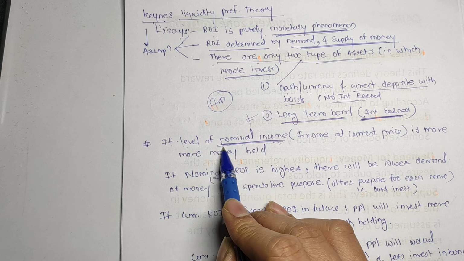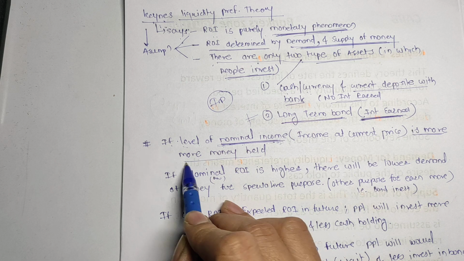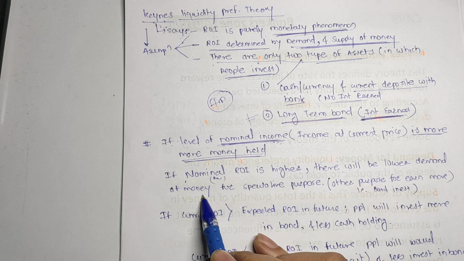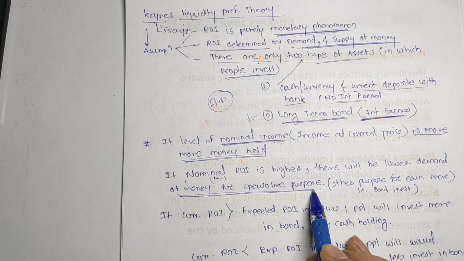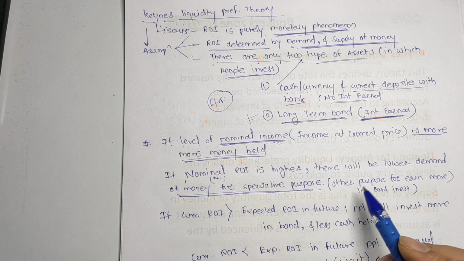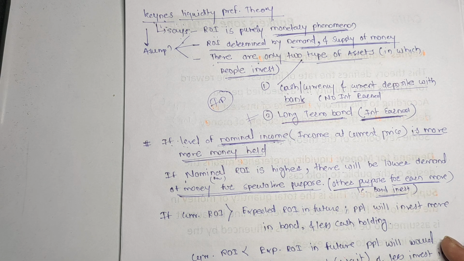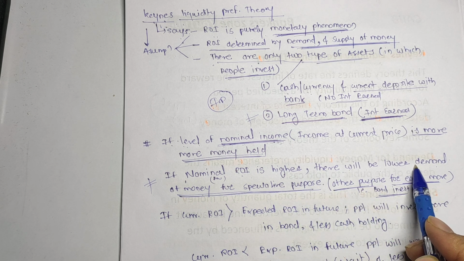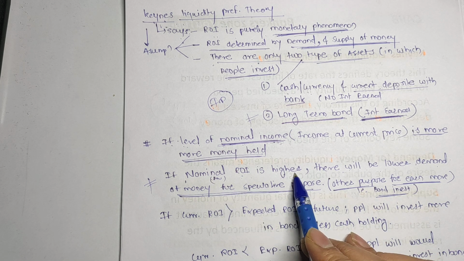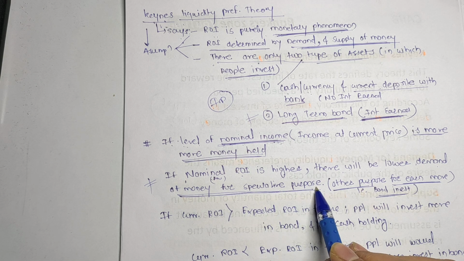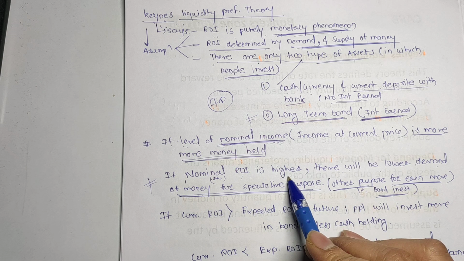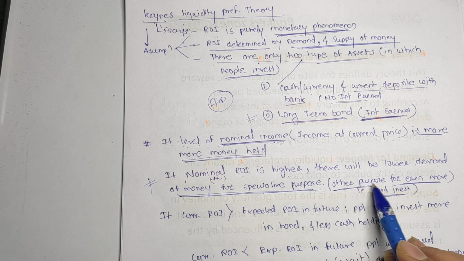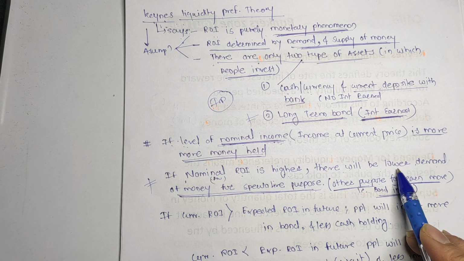If the level of nominal income is more, the more money will be held. And if the rate of interest is higher, there will be lower demand for money for the speculative purpose. What do you mean by speculative purpose? It means the other purpose, to earn more money, mainly in bond investment. See friends, if the rate of interest is higher, then nobody wants to take a loan from the banks, right? If the nominal rate of interest is higher, people will prefer to invest in bonds to earn more. That is why the money used for the speculative purpose will be less. That means the demand for it will be less.